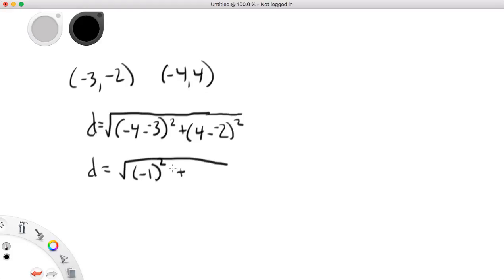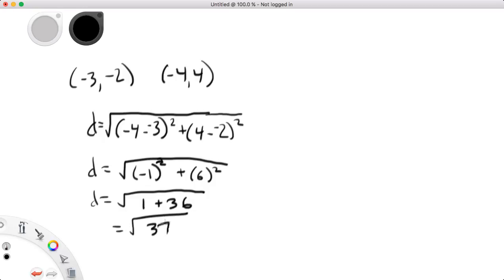All right, so let's do at least one more of these. Example 2 says find the distance between the points negative 3 comma negative 2 and negative 4 comma 4. So this time I'm not going to draw the graph or anything like that. I'm just going to go ahead and use the distance formula. x2 minus x1, negative 4 minus negative 3 squared, plus y2 minus y1, 4 minus negative 2 squared.